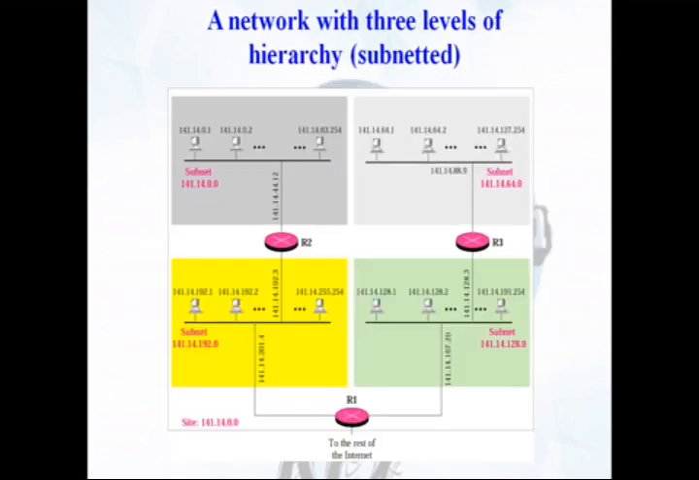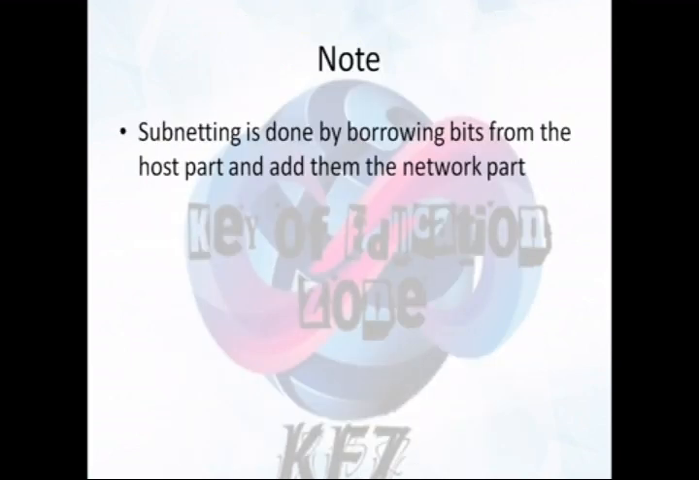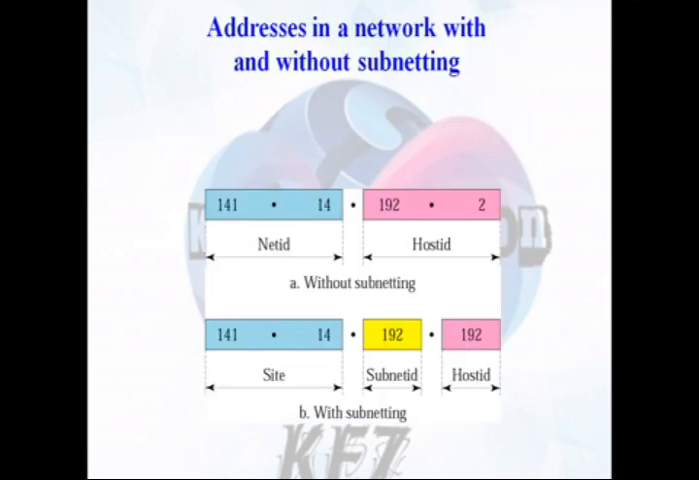Now see here, there was no subnet. Now here it is subnetted. Subnetted means, see here, it is just divided. This is the three-level hierarchy. Please follow the pictures, you can get it from there. So from here I can say that subnetting is done by borrowing bits from the host part and the network part. That means there are two parts, host part and network part.